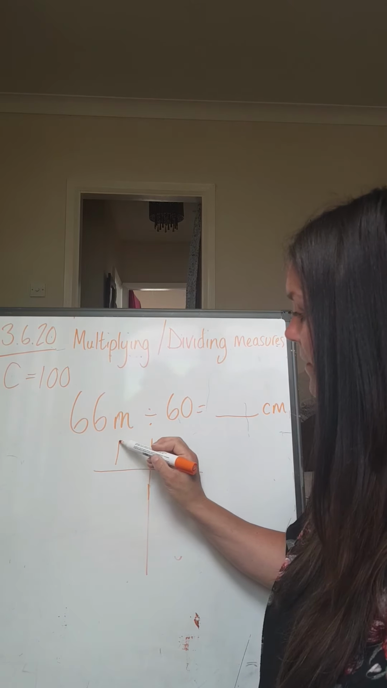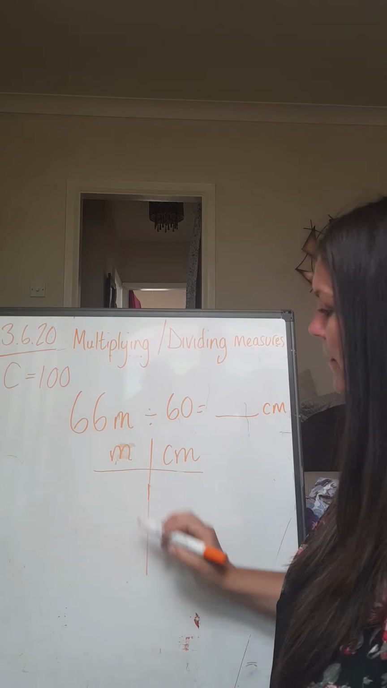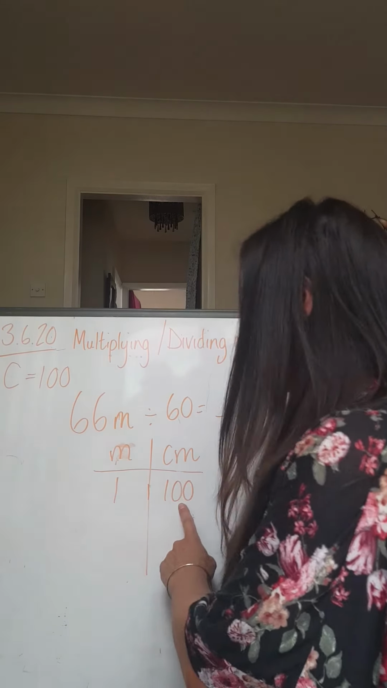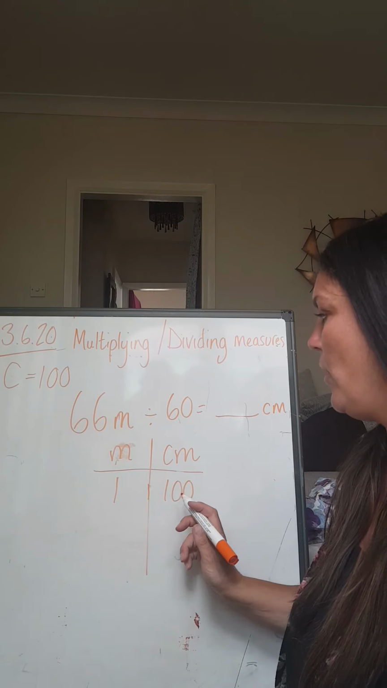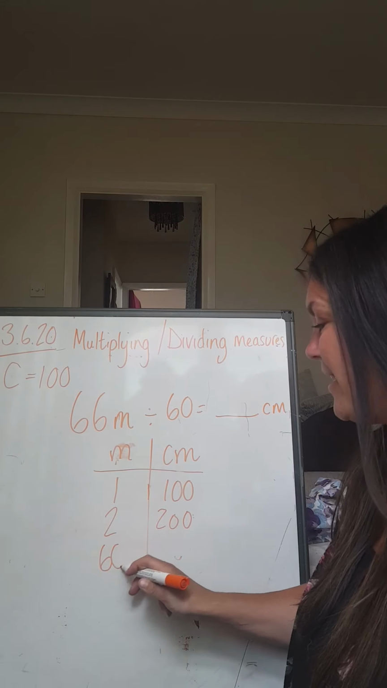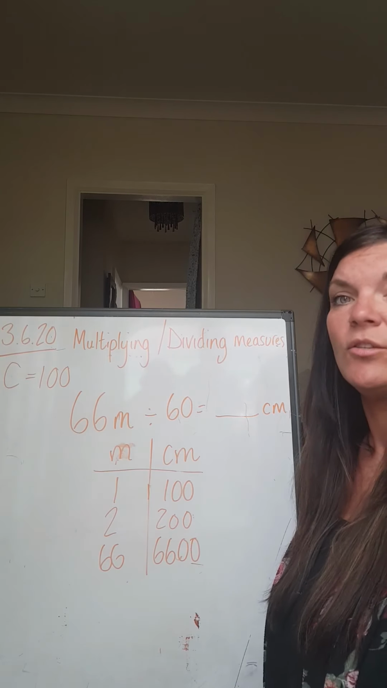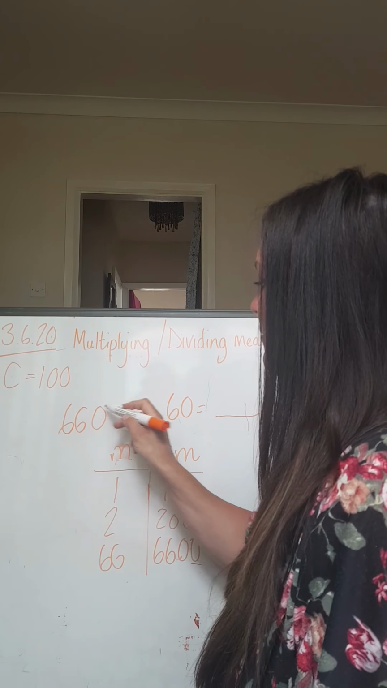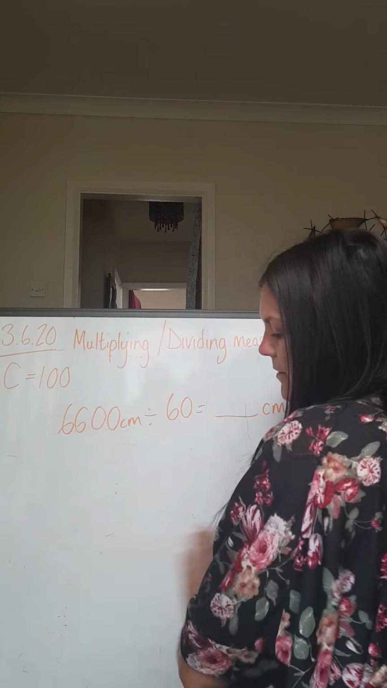So I've got meters and centimeters. So now if I've got 1 meter, I'm going to have a really good guess, which I know is right actually, that a meter, there are 100 centimeters in a meter. So if I've got 2 meters, I've got 200 centimeters. If I've got 66 meters, I've got 6,600. Okay, so 6,600. Let's do the conversion. 6,600 centimeters divided by 60, and I want to work out the answer.